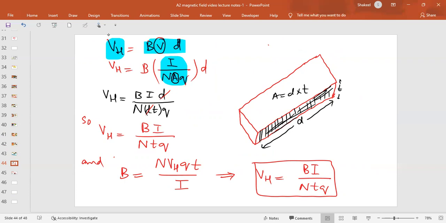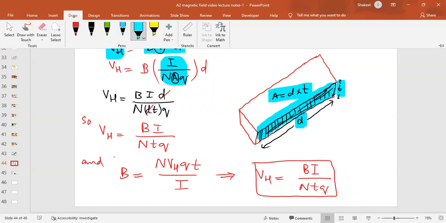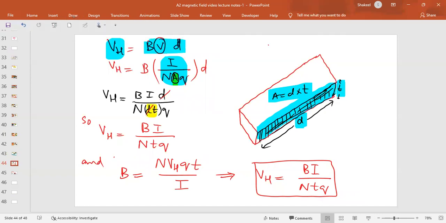So V_H was Bvd, we replace v with its value, and then comes A. Well, for this strip, if you look, D is the length and t is the thickness, so this cross-sectional area is D into t. So we replace this A with D into t. This D and D will be cancelled away. So our new expression is Hall voltage equals BI over ntq, right? So this is actually the expression that we have required.